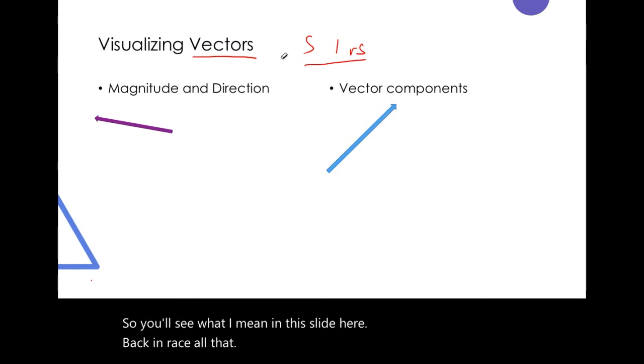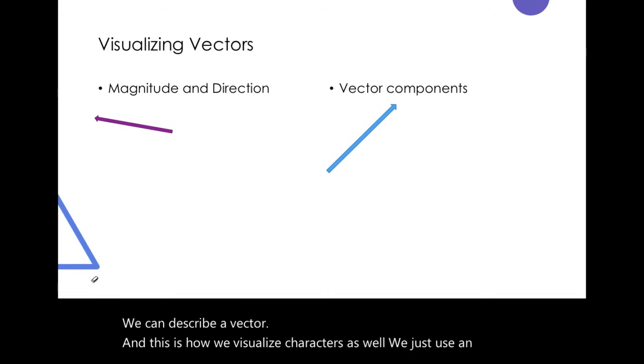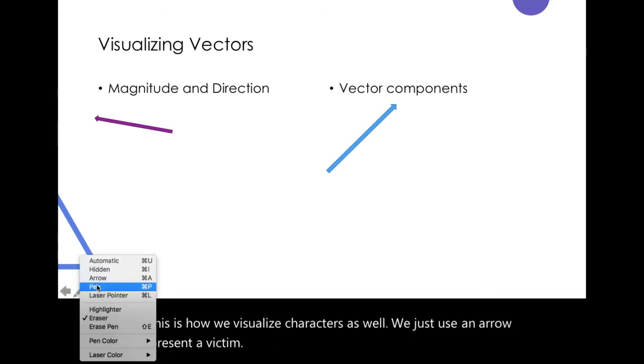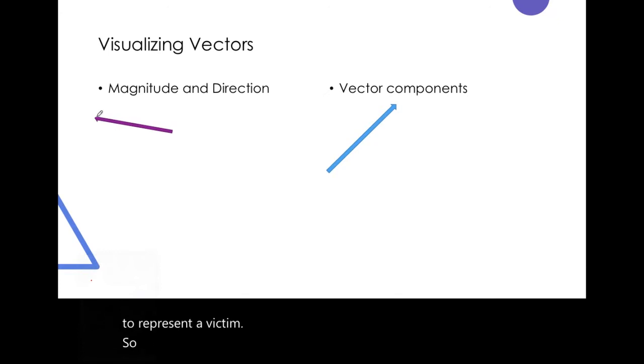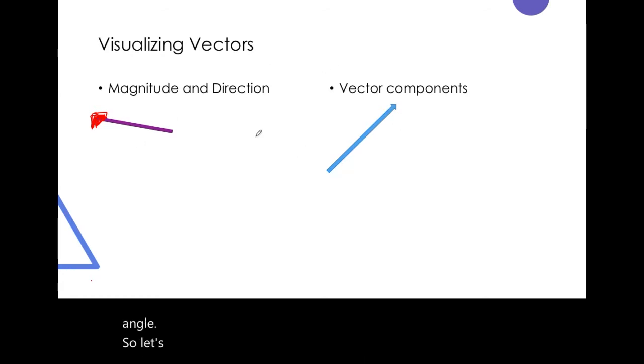So there's two ways we can describe a vector. And this is how we visualize vectors as well. We just use an arrow to represent a vector. So we use arrows like this to indicate a vector. This one is pointing to the left at some angle, and this other one, the blue one, is pointing to the right at a higher angle. So that's just how we draw vectors.